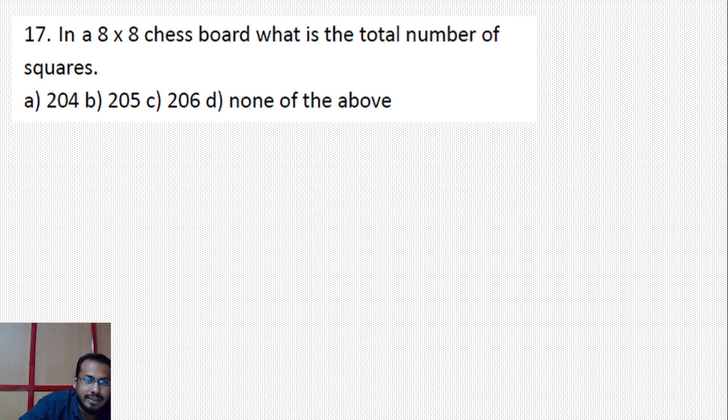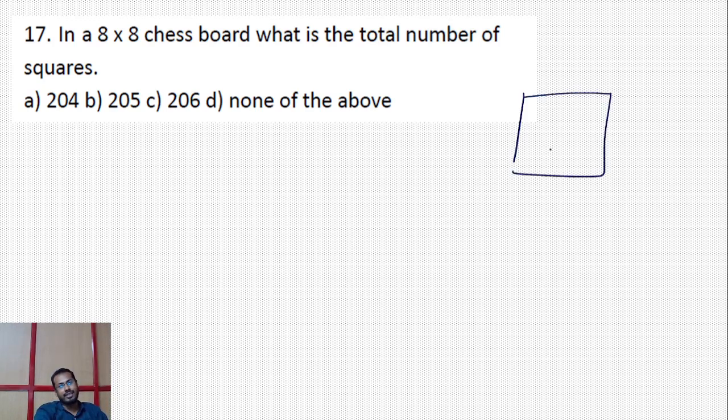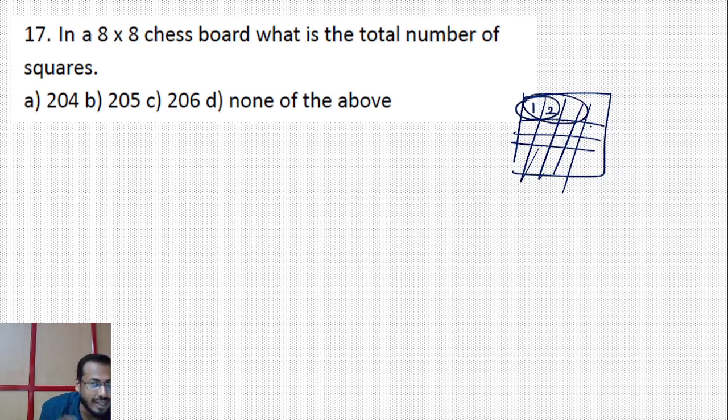Next: in an 8 by 8 chessboard, what is the total number of squares? Two ways we can get the answer. In a chessboard there are so many squares. This is one square, this is the second square. If you combine two, that is also one square. If you combine three, that is also one square. So it is not easy by counting the chessboard. One thing we can do is 1 square plus 2 square plus 3 square plus 4 square plus 5 square plus 6 square plus 7 square plus 8 square. If you add this, you can get the answer manually.